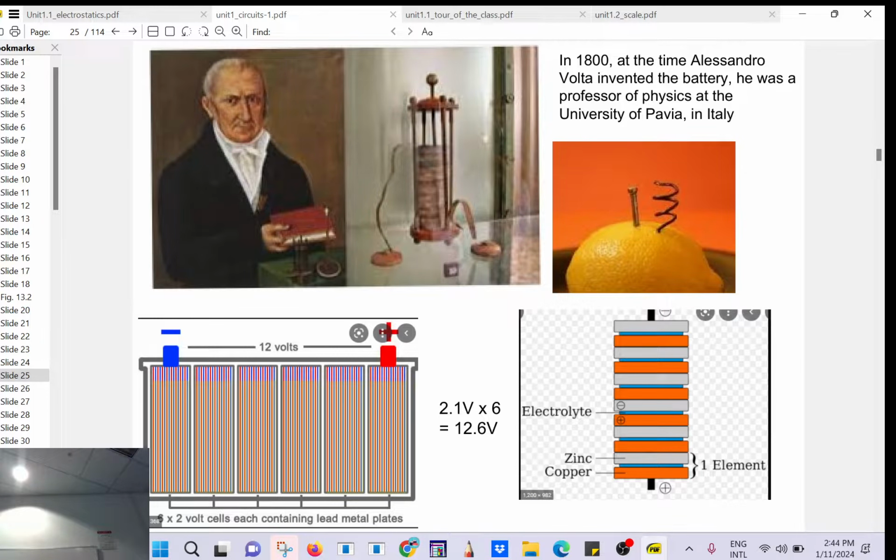Incredible, right? Imagine the breakthrough at the time. They were able to produce electricity, to produce voltage without the hassle of a Leyden jar. Now you can control electricity. You can also light an LED. I have a small LED here.